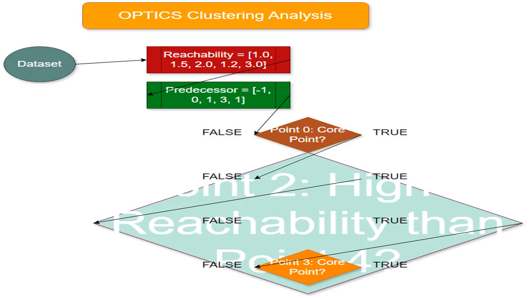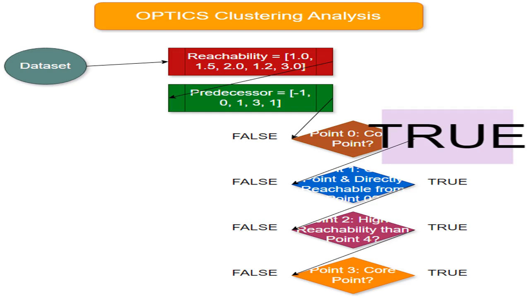Point 0 is a core point. I have confirmed this based on the analysis of the predecessor array and the fact that it's a starting point in OPTICS. Point 2 does not have a higher reachability distance than point 4. Point 4's reachability, 3.0, is higher than point 2's, 2.0. I compare the numbers directly from the reachability array.